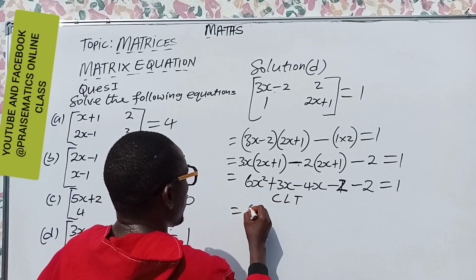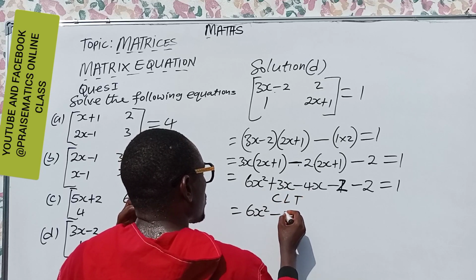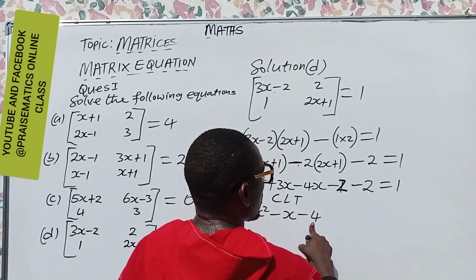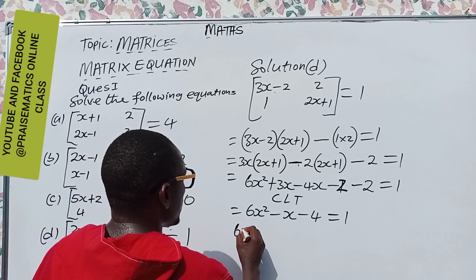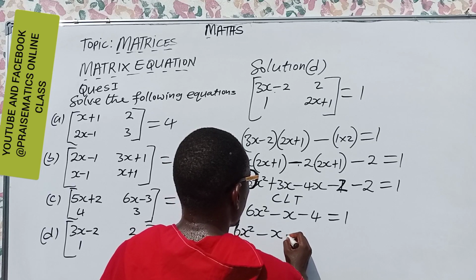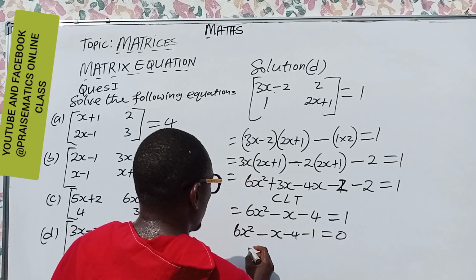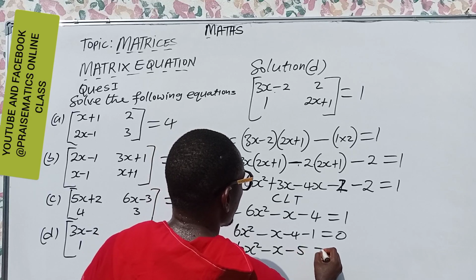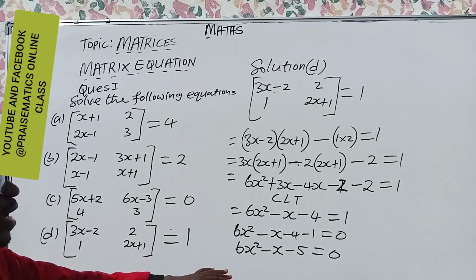Now what do we have? We have 6x squared. 3x minus 4x will give us minus x. Minus 4 minus 2 will give us minus 4, equal to 1. Finally, we have 6x squared minus x minus 4 minus 1 is equal to 0, which is 6x squared minus x minus 5 is equal to 0. So it will lead us to what we call the quadratic equation.